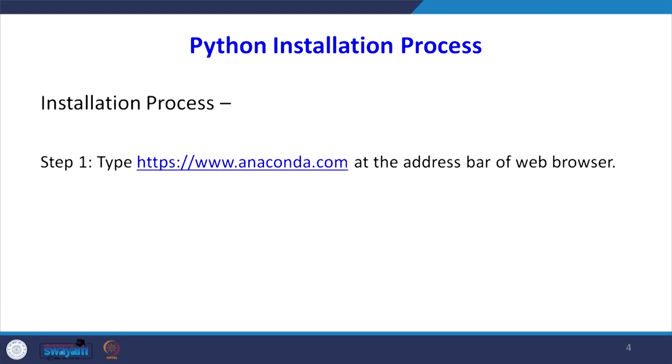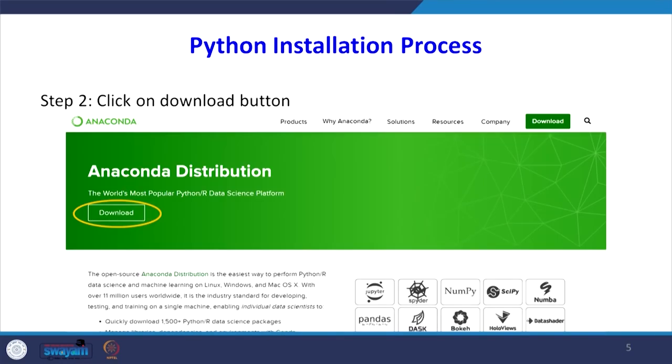The first one is type www.anaconda.com at the address bar of the web browser. Second one is once you typed it, you can see this screen. So here you see this location, there is a download option. When you click that, you see that on the left side also I have rounded, there is a download option, you download it.